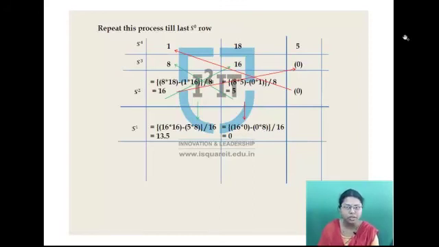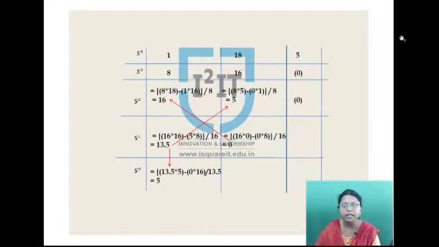The same procedure will be used again to find out the s raised to 0 row. Remember, we have to do this process until we reach s to the power 0. S to the power 0 is the last row of the Routh array. So let us go and find out the s to the power 0 row.